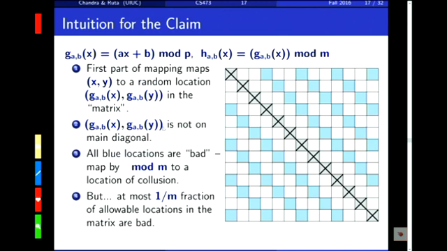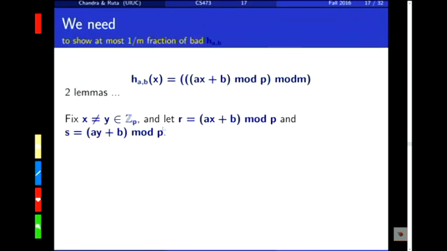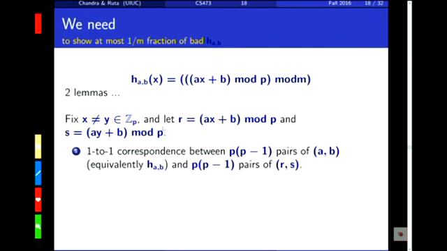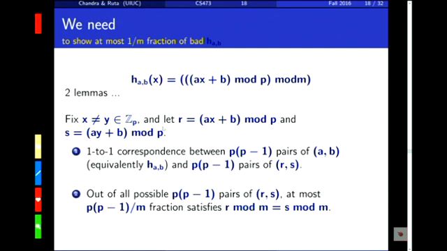Okay? So let's try and do this. So basically we need these two lemmas. First, a one-to-one correspondence between AB and RS, all possible. So these are all the possible values of AB and RS. These are P times P minus 1, and we want to define a one-to-one correspondence between them. And then argue that at most 1 over M fraction of RS can have R mod M equals S mod M. Okay, questions?